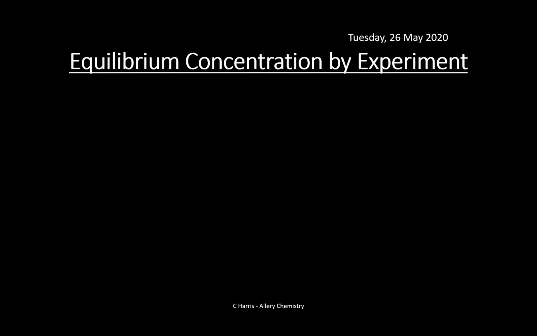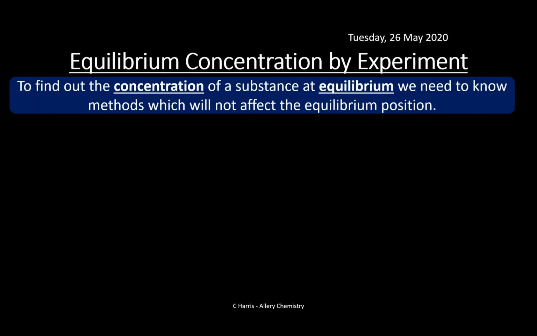Okay, so let's have a look at the equilibrium concentration, and we're going to try and link this to experimental values, or practical wise. To find out the concentration of a substance at equilibrium, remember that the equilibrium constant uses the concentrations of substances at equilibrium. So in order to work out the concentrations, we need to know methods which will not affect the equilibrium position. This is how we work out how much we have of each of these reactants and products at equilibrium.